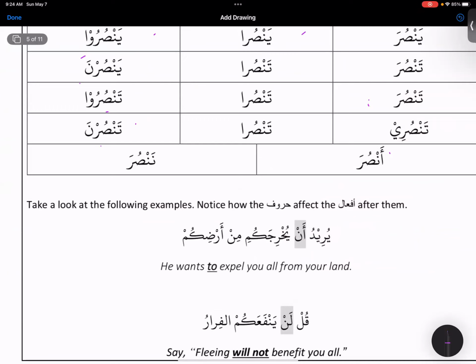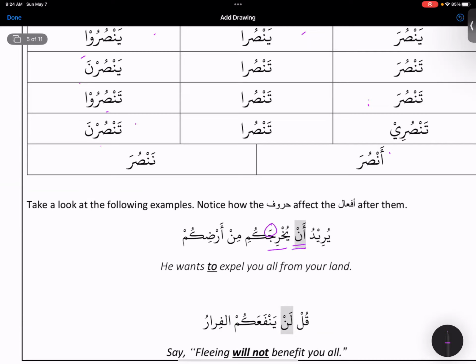Aslama, very good. So this is Aslama family. Yuridu, so he wishes or he intended. What does he intend? An yukhrija. Now, yukhrija.